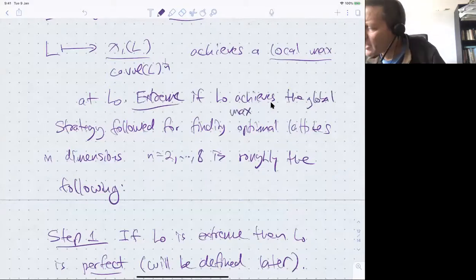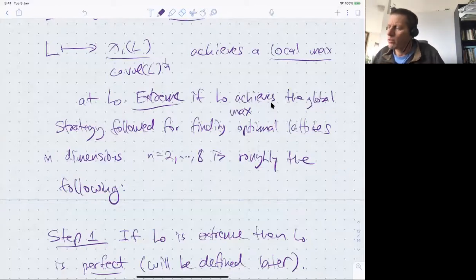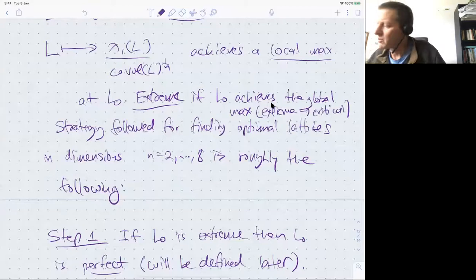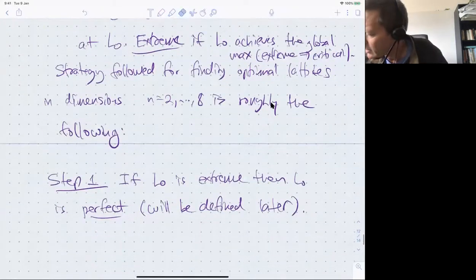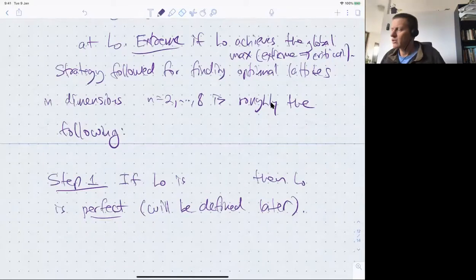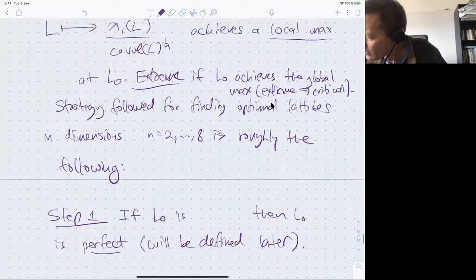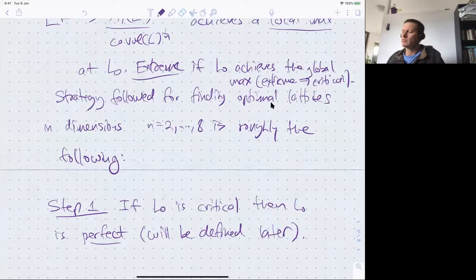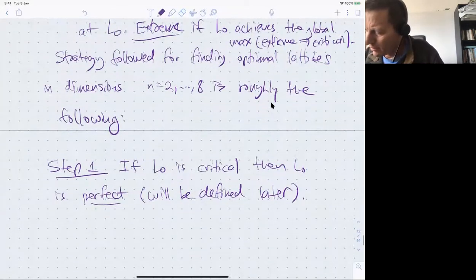What we're looking for are the extreme lattices where the global maximum is achieved. And so if you're extreme, then you're critical. So a global maximum is also a local maximum. And here, this perfectness condition is true both for the extreme lattices and for the critical lattices. So, okay. Please stop me if I'm not being clear enough.